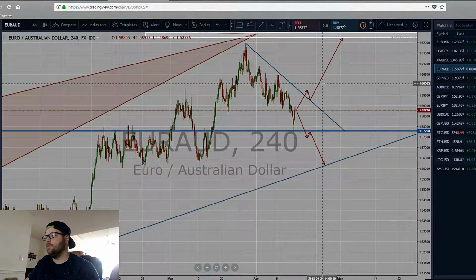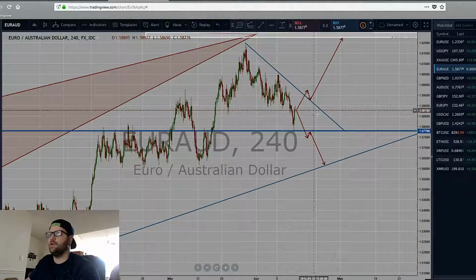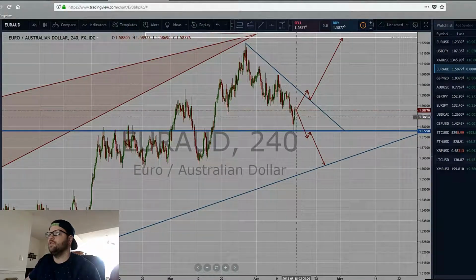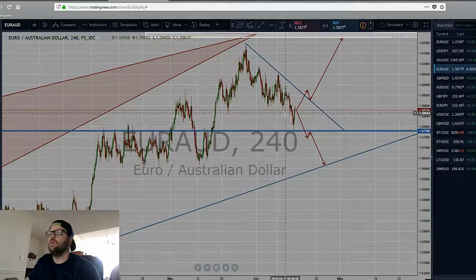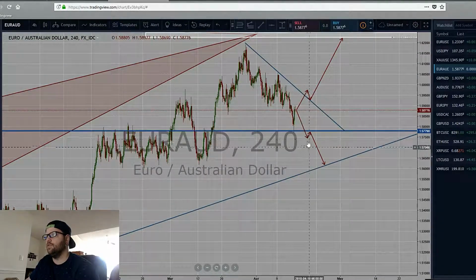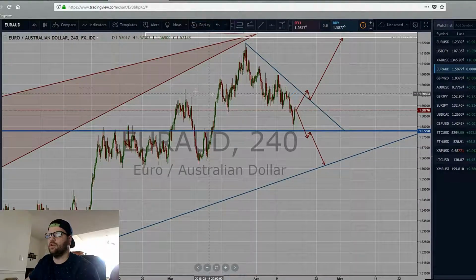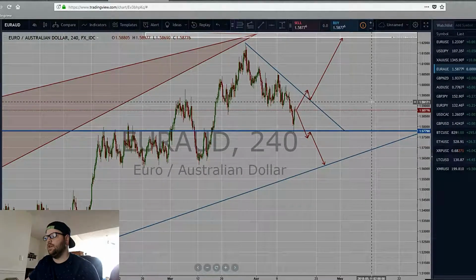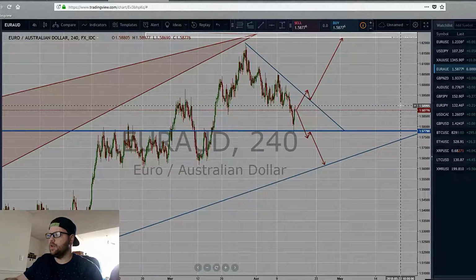So I'm what I call an if-then trader, and I wait for price to do whatever it's going to do. If it goes to the upside and retests, then we trade it to the upside. If it breaks down below and retests, then we trade it to the downside. So that's what I see with EA this week. Let's go ahead and move on.